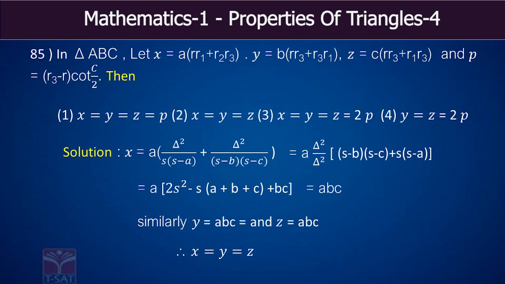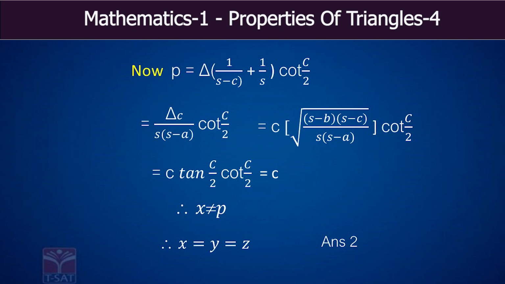So as usual, by writing delta by s minus a, x is equal to a into delta square by s into s minus a plus delta square by s minus b into s minus c, plus s into s minus a. So if you expand it, that is equal to abc. Similarly, by symmetry, y is equal to abc and z is equal to abc. So x is equal to y is equal to z.